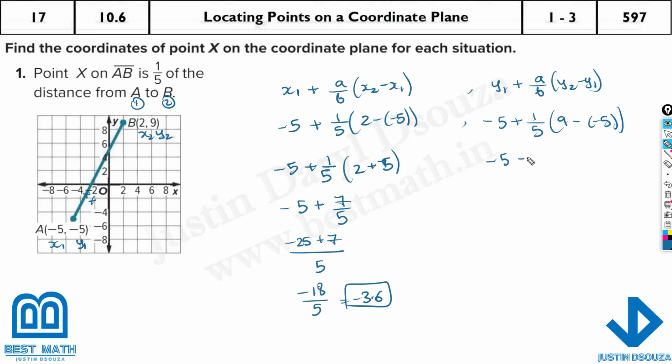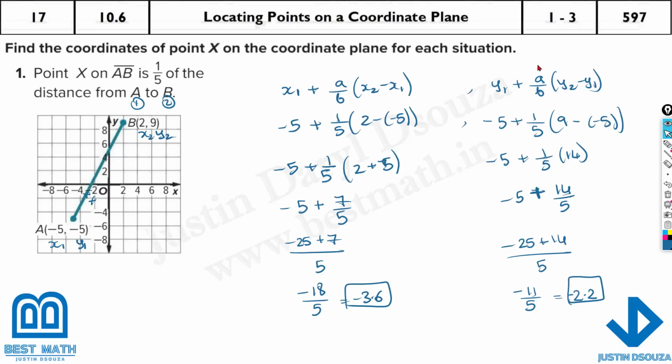Here as well, minus 5 plus 1/5 of minus and minus becomes plus. 9 plus 5 is 14. And we have 14 by 5 and negative 5. So again, we have minus 25 plus 14 divided by 5. This is going to be minus 11 by 5. It's 2.2. And it's negative. So this is minus 2.2. That's the answer. So you don't need to do all these steps, but if you want the exact thorough method in writing, these are all the steps that can be done.